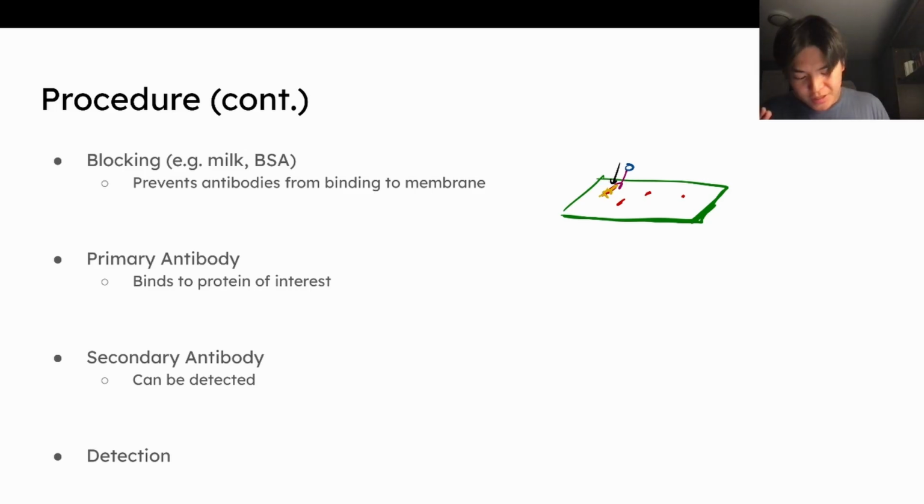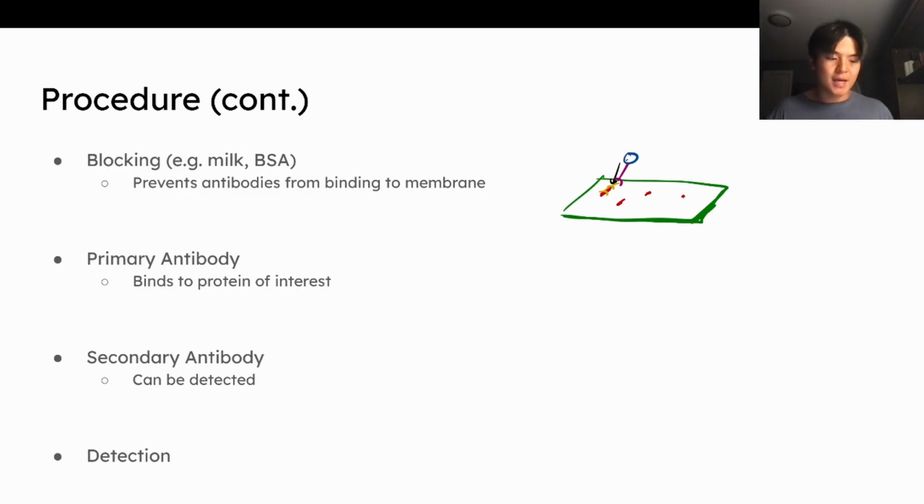Now, what is this washing exactly? Well, when we first put the primary antibody on, there's going to be a bunch of these just scattered across, right? But the only ones that matter are the ones bound to the red protein. And so when we wash it, all these will go away aside from the original. And same with the secondary antibody. And the secondary antibody will have some dye.